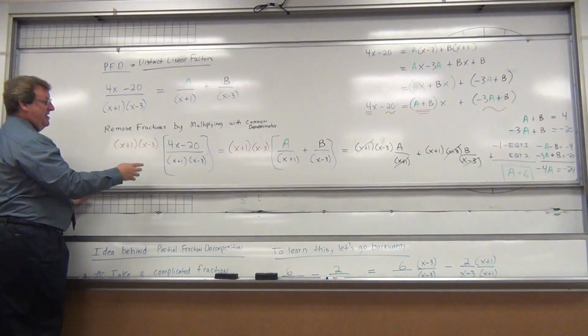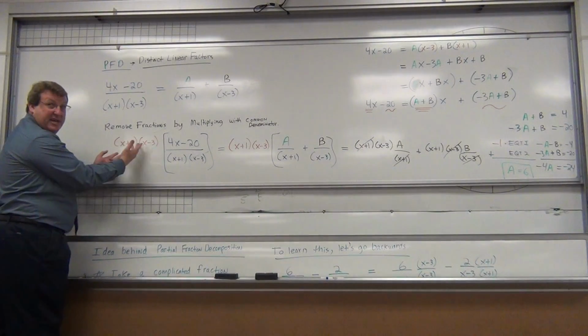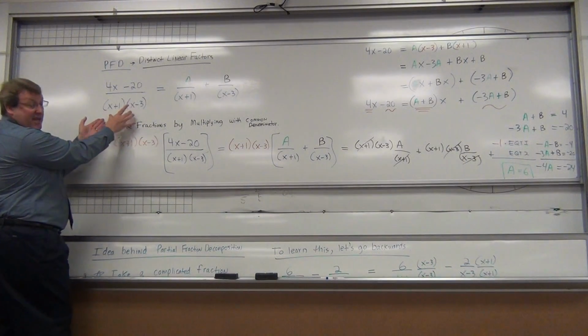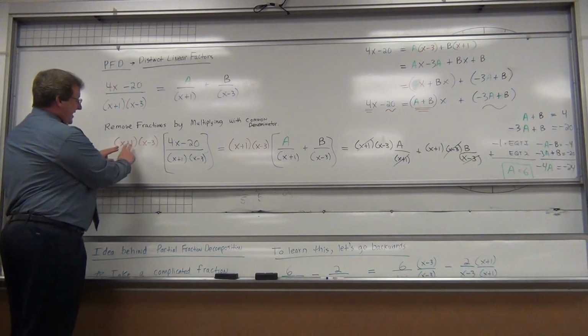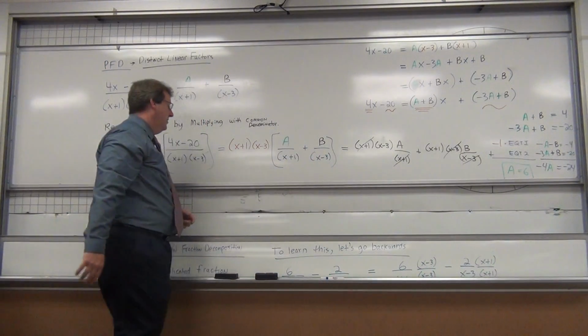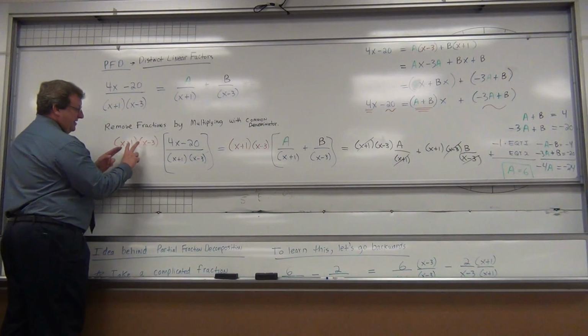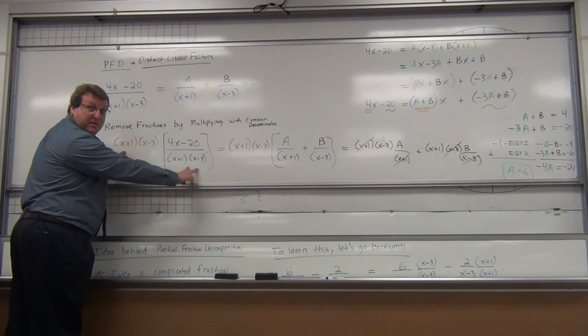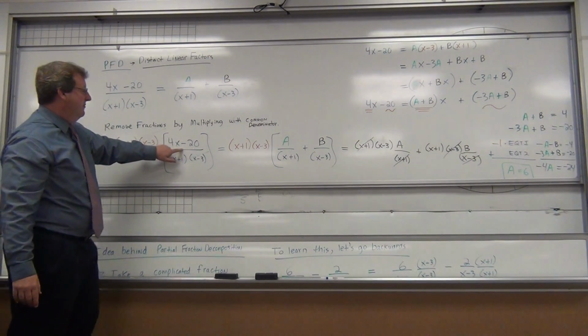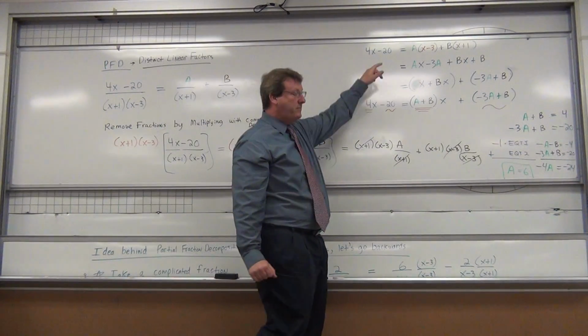So notice, I changed it to red, x plus 1, x minus 3, multiplied by the left side, and I'm taking x plus 1, x minus 3, and I'm multiplying it by the right side of the equation. Well, what happens when you have something multiplied and something on the bottom that are the same? They cancel out. So this ends up with 4x minus 20, which is what you're going to see over here.